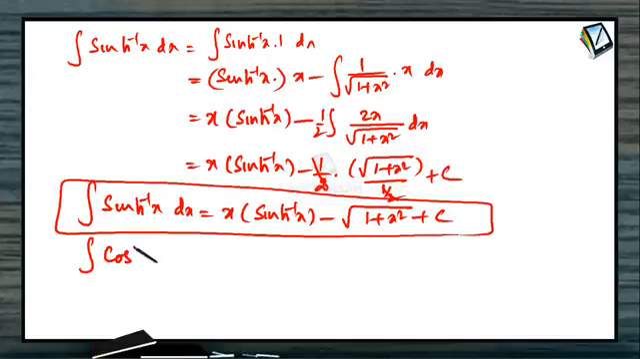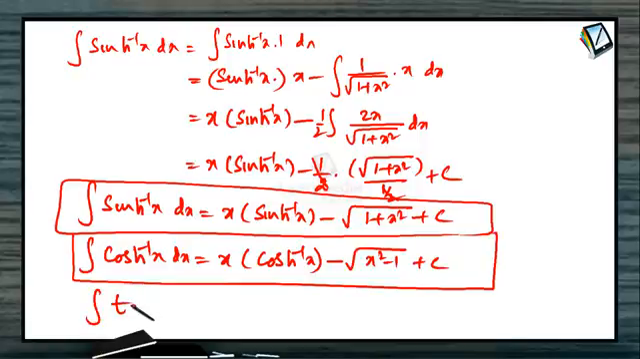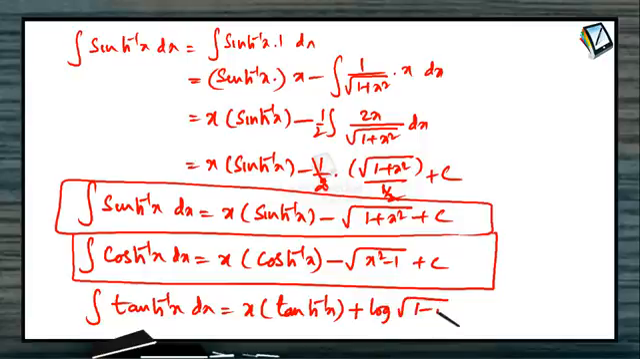Similarly, the integral of cos h inverse of x dx we can find, which is equal to x times cos h inverse of x minus root over x square minus 1 plus c. Similarly, we can find the integral of tan h inverse of x dx as x times tan h inverse of x plus log of root 1 minus x square plus c. It is another standard integral. Like this, we can find the standard integrals with various methods.